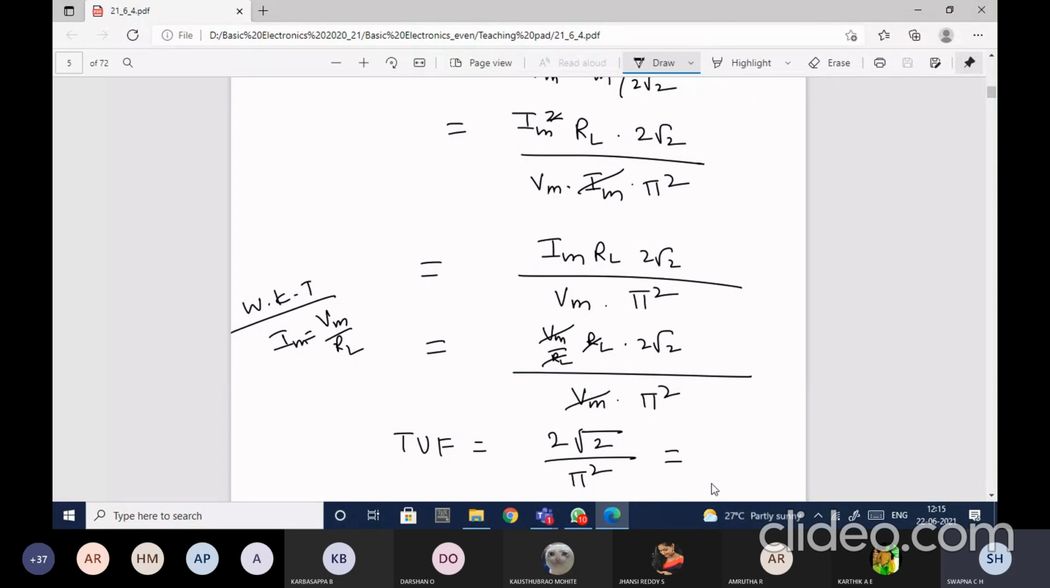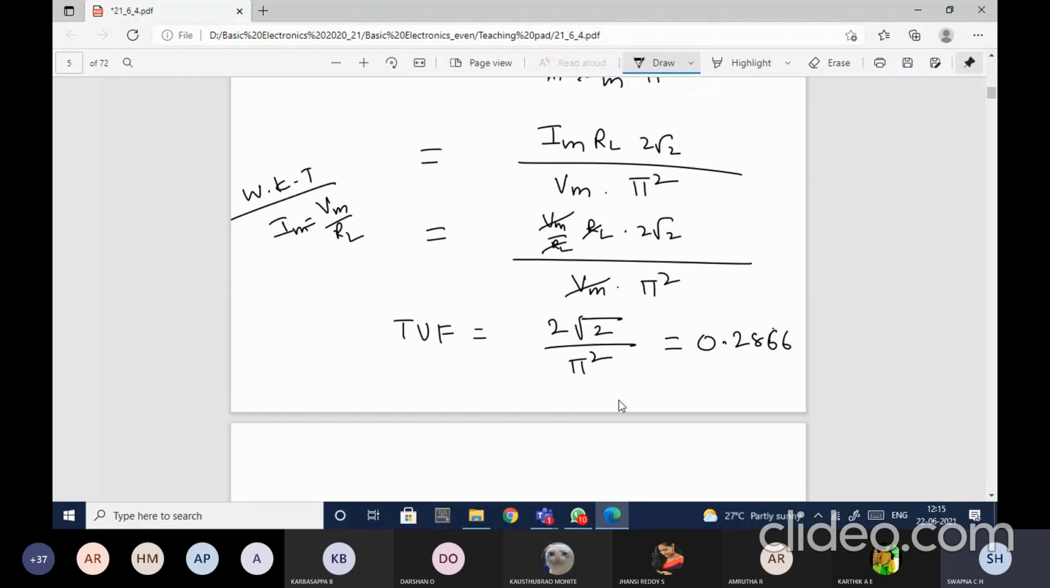You need to keep your calculator ready with you. 0.2866. So if you just take it in terms of percentage, it is 28.66%.